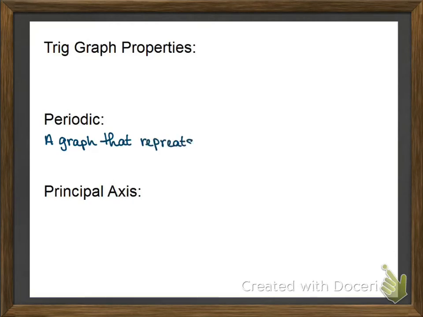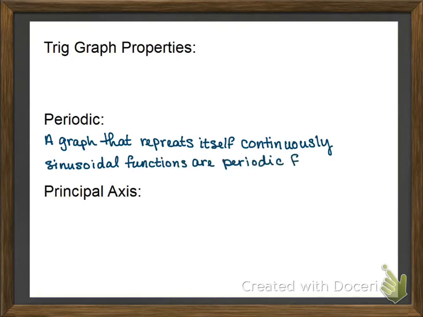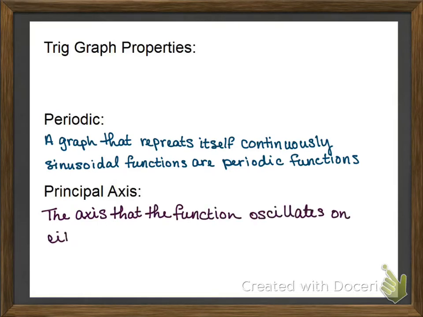So, trig graph properties. Periodic is just a graph that repeats itself continuously. So our sinusoidal functions are going to be periodic functions. They're constantly going to continue in the same manner. And then your principal axis is the axis that the function oscillates on either side of. So pretty much it's where that even fold is.